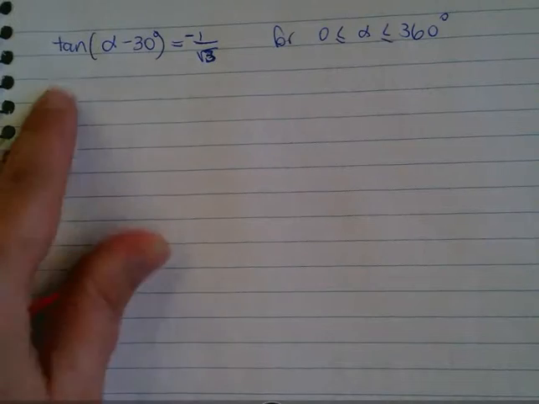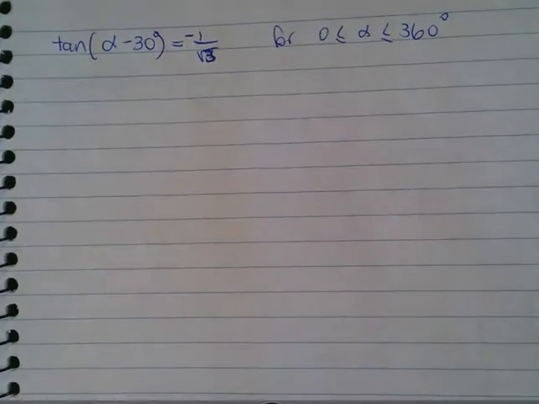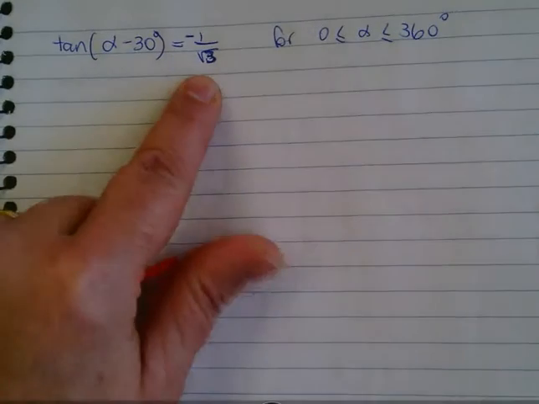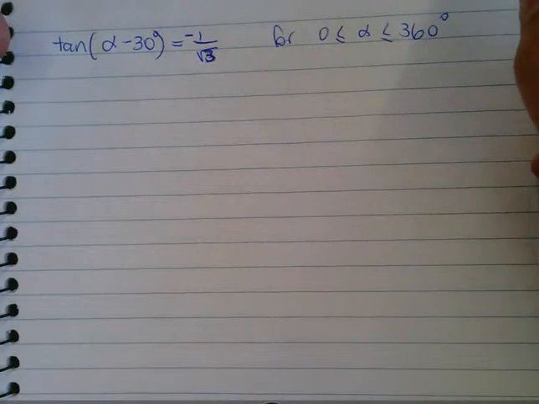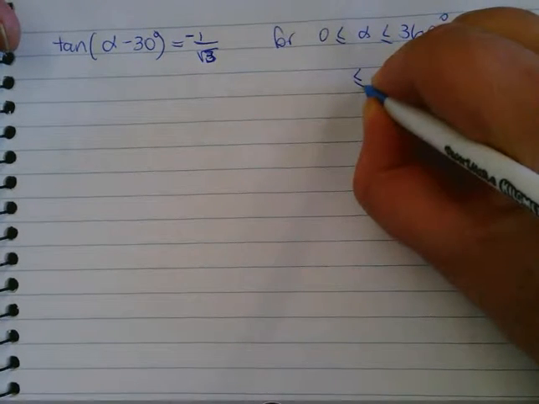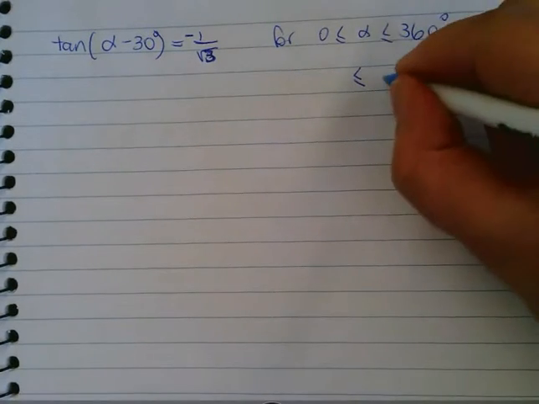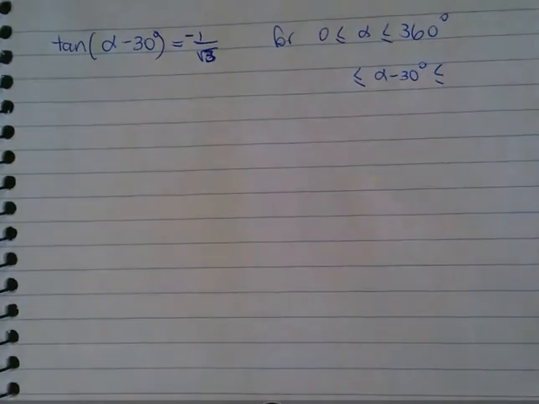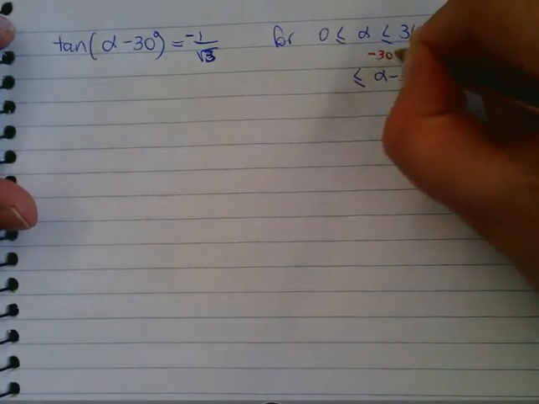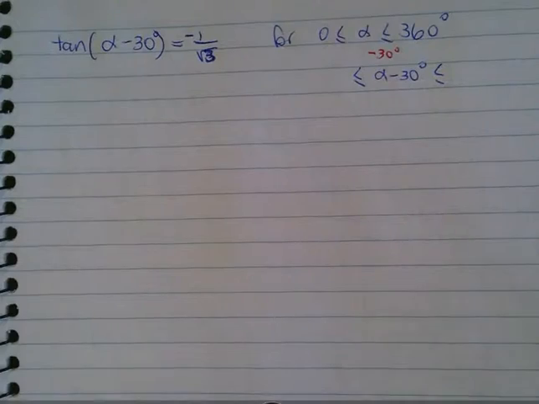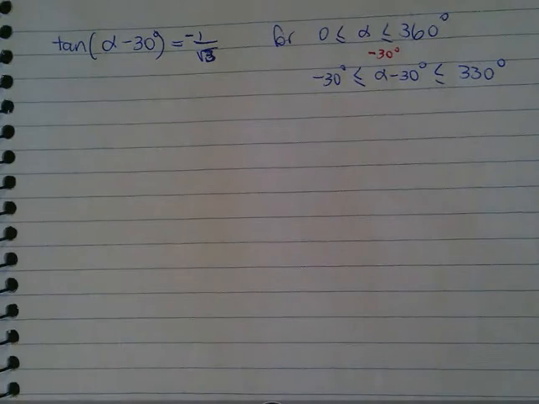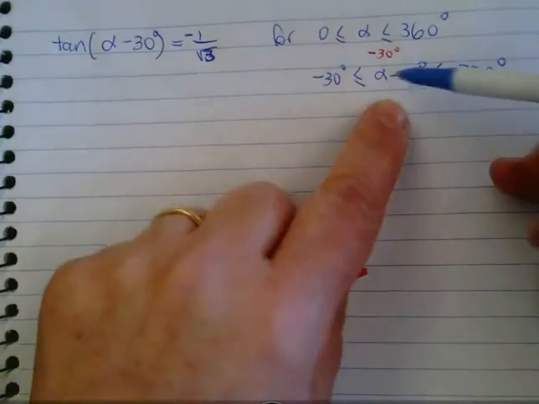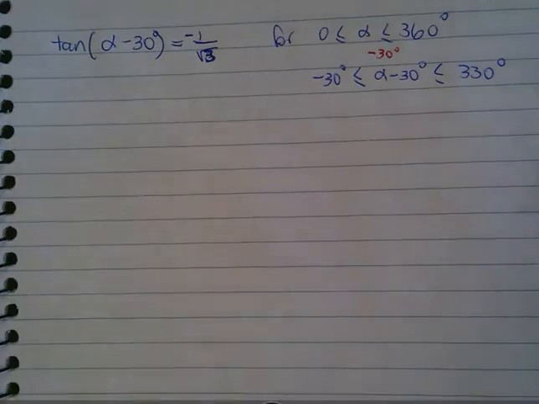Ladies, so this is tan of alpha minus 30 equals negative 1 on root 3. So my first step is to fix my domain. What have I got? Negative 30. Alpha minus 30. So what am I really doing to the alpha? I'm subtracting 30. So I have to subtract 30 from everything. So what have I got? Negative 30 and 330. It still is a full circle, but we're not starting at 0. We can go from 0 to 330, but we've got to come back and check negative up to negative 30.